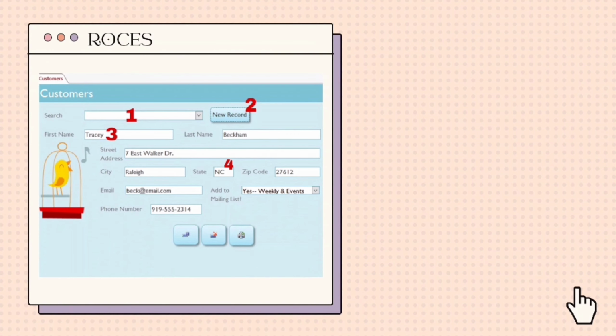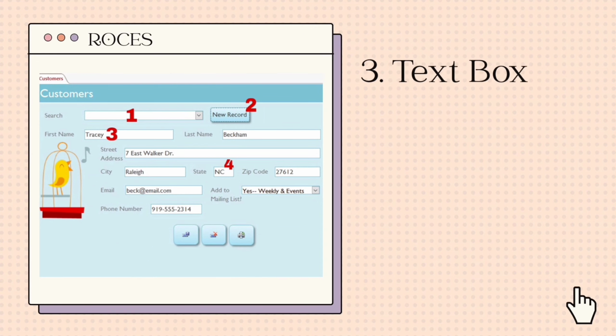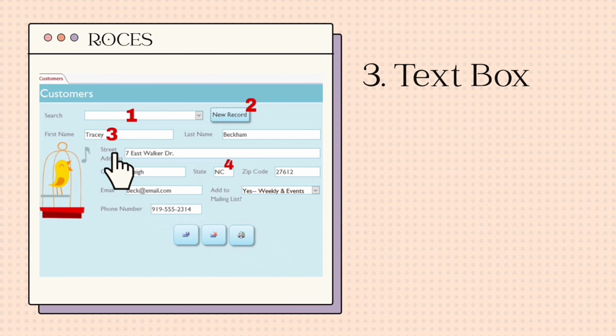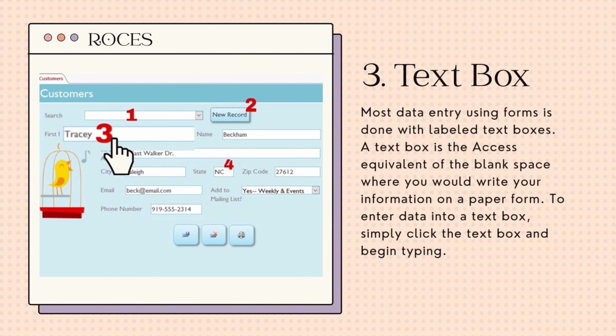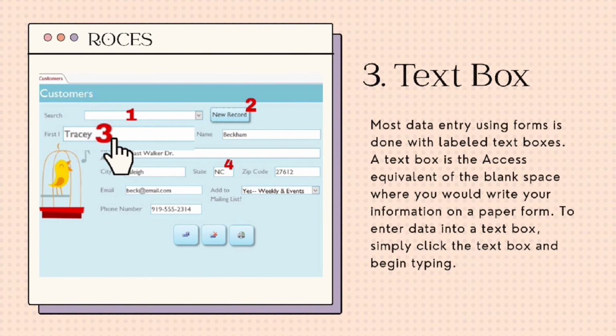Third feature of using Microsoft Access Form is the text box. Most data entry using forms is done with labeled text boxes. So as you can see in the number 3, that's the text box. A text box is the Access equivalent of the blank space where you would write your information on a paper form. To enter data into a text box, just simply click the text box and begin typing.